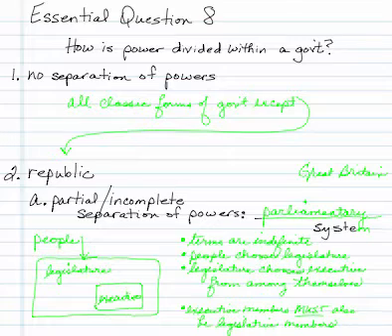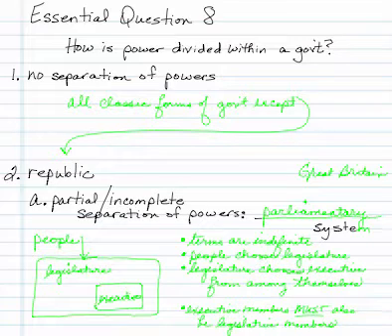This lecture addresses essential question number 8. In what ways are presidential and parliamentary systems similar and different? What are the pros and cons of each? Essentially, this question is looking at, if you look into a government, any government, how are legislative, executive, and judicial powers divided up within that government?